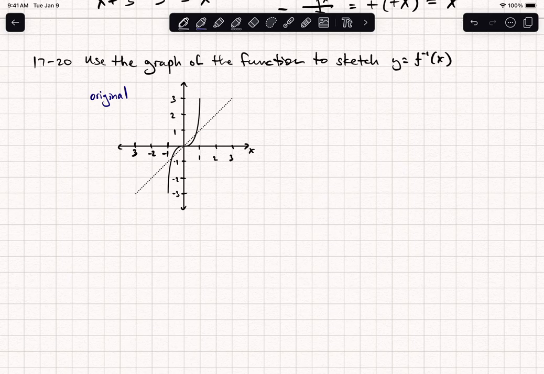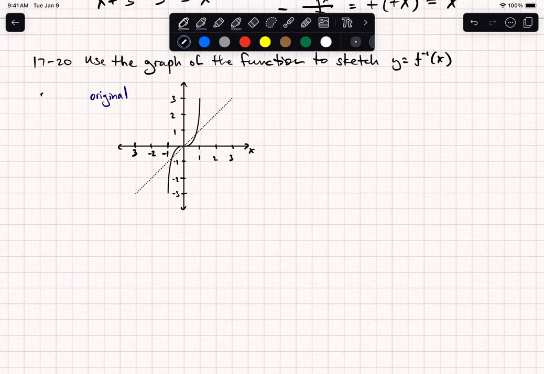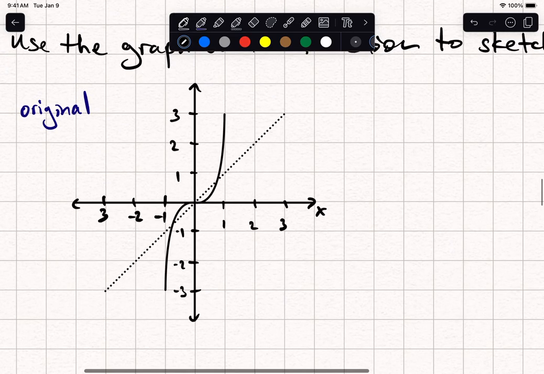For 17 through 20, you're going to use the graph of the function to sketch the inverse function. So here's the original graph for number 20. So I'm just going to very carefully draw the graph of the inverse reflected over the dotted line, which is y equals x. So it looks like this.